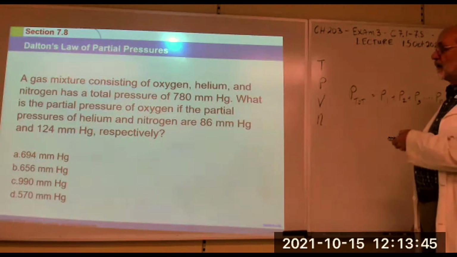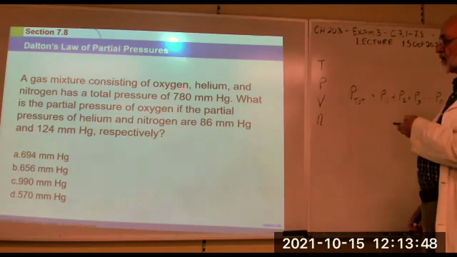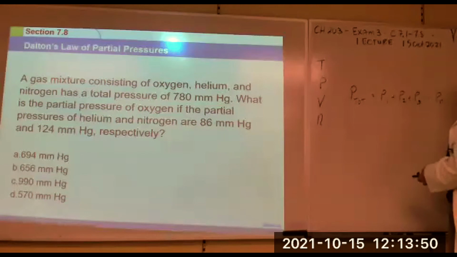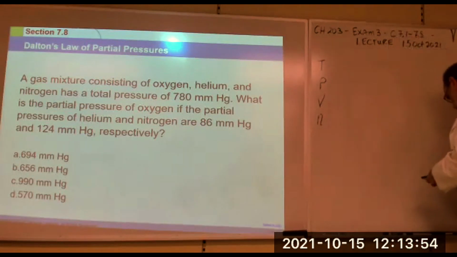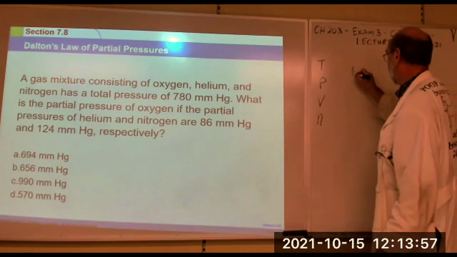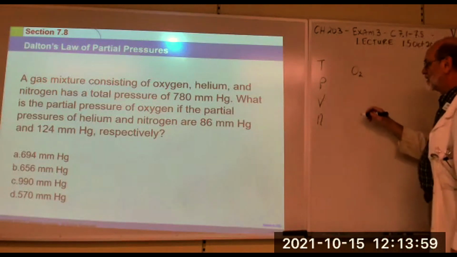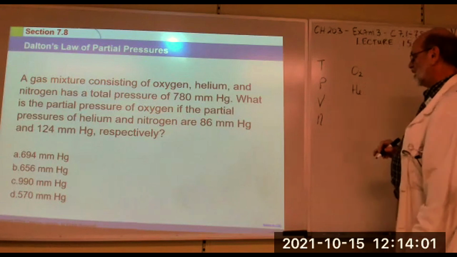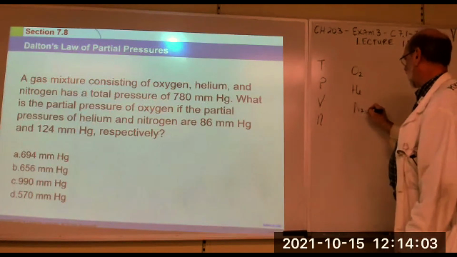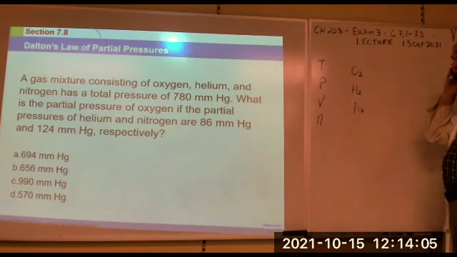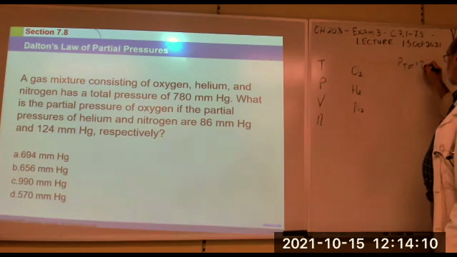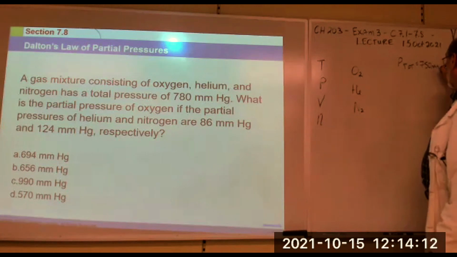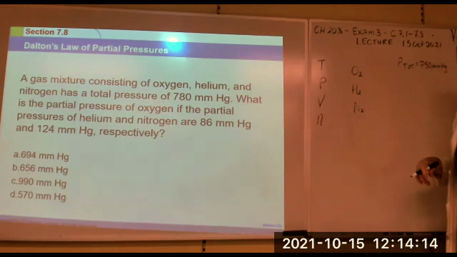So if we have a gas mixture consisting of oxygen, helium, and nitrogen, let's do it this way. We have oxygen, right? Diatomic. Helium, and nitrogen, also diatomic. Those three gases. And the total pressure is equal to 780 millimeters of mercury using Torricelli's barometer.